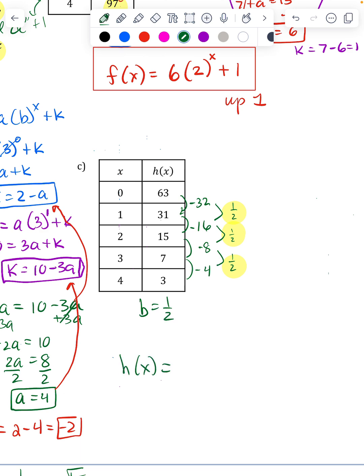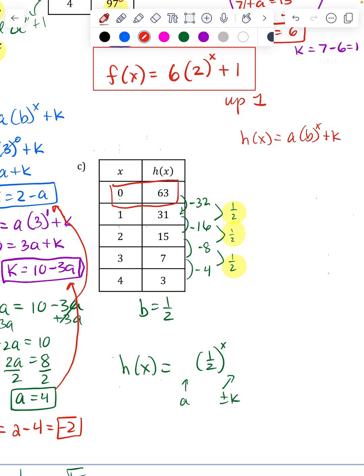I'll need an A value, but I will have a half to the x power as my B to the x, and then I need to find a K value. Let's do what we were doing before. Let's use 2 of our table values. And so we're doing h of x equals a b to the x plus k.